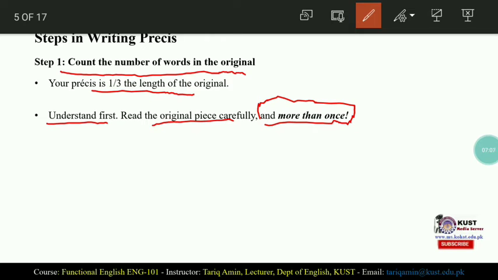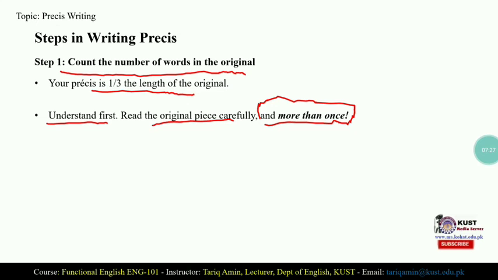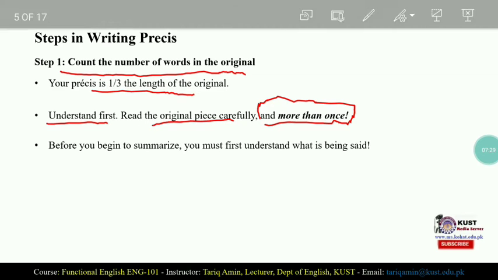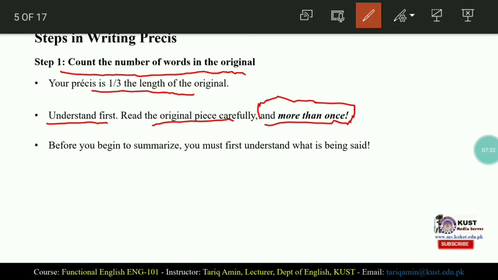Reading leads to understanding. If you want to understand any piece of writing, you need to read it more than once. The more you read it, the more you would be able to understand it, and the more you would be able to understand the major points in it. And after that, before you begin to summarize, you must first understand what is being said.